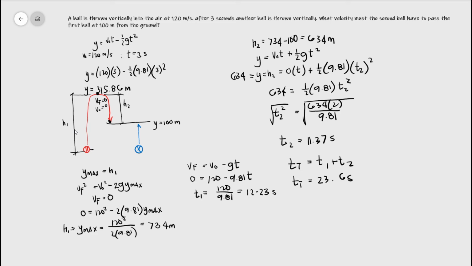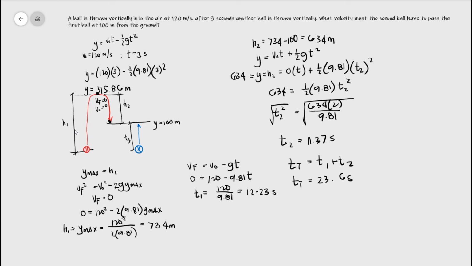23.6 seconds. Now for T3, that is the time needed by the second ball to reach 100 meters. Let's say from this point to this point, we need to get what is T3. We can get T3 since after the ball is thrown, 3 seconds after, another ball is thrown vertically upward.